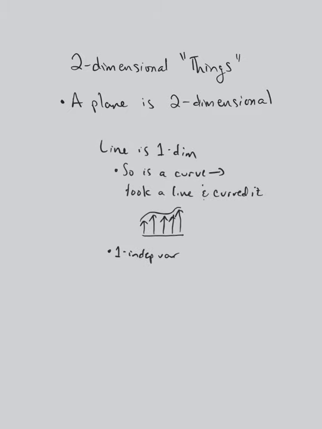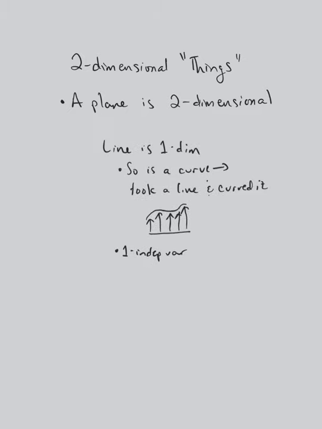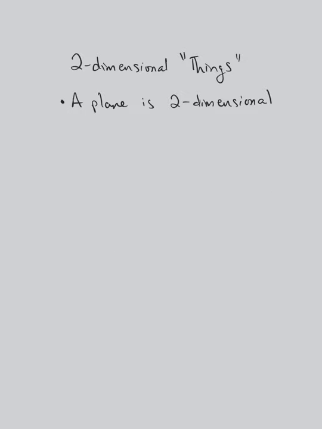So remember that we said that a line is one-dimensional, and so is a curve. But one way to think about how we get a curve is that we start with a line, like here, or a line segment, and then we curve it somehow. So we start here, and then we just bend it somehow. And then remember also the equation of that thing would have one independent variable.